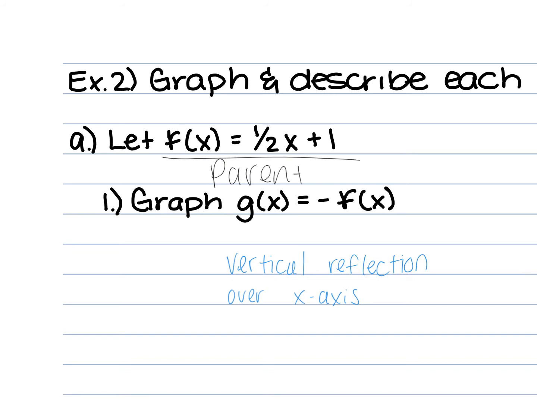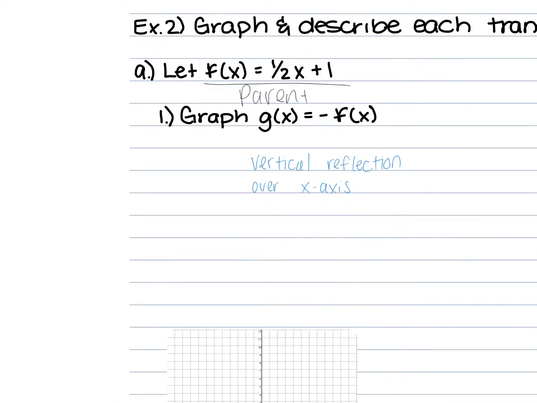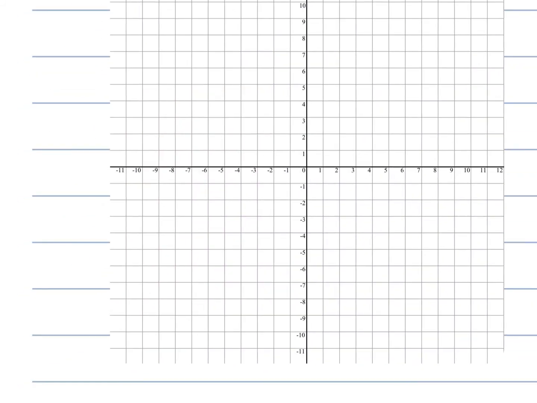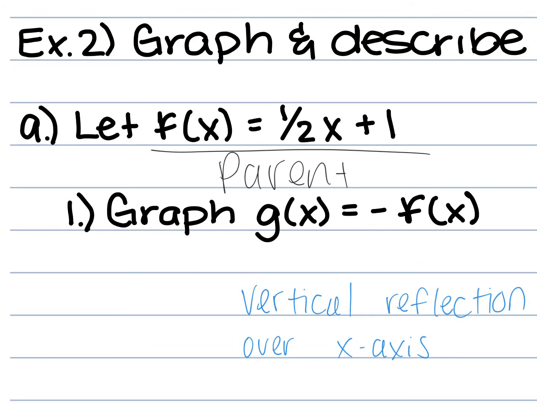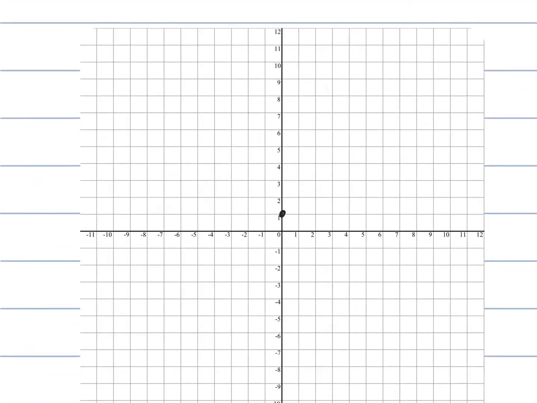How do I graph f of x equals 1/2 x plus 1? What is the y-intercept? It's 1, so put a dot at our y-intercept of 1. Then you put the slope. What's my slope? So you go up 1 and then 2 spaces to the right. Up 1, 2 spaces to the right.